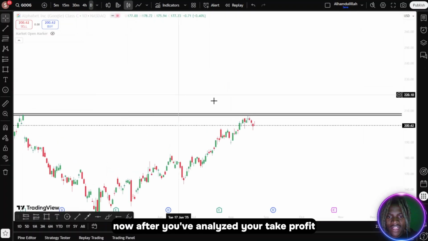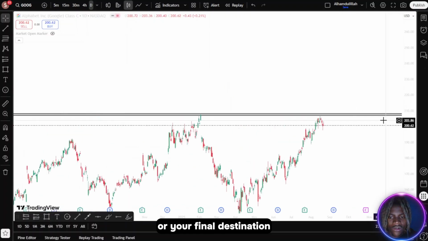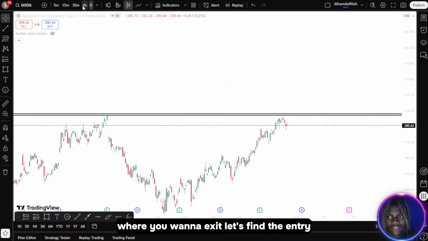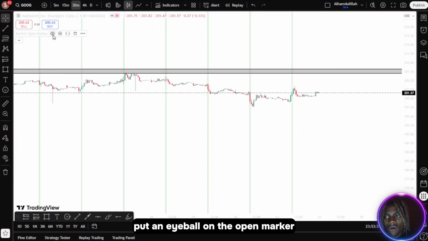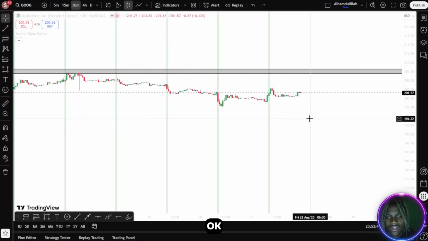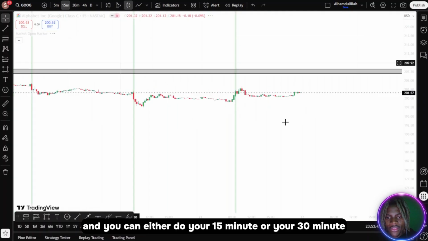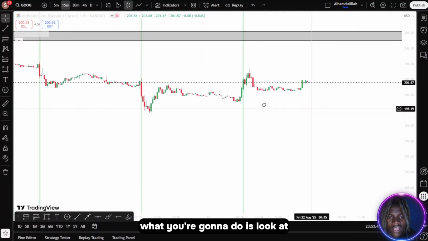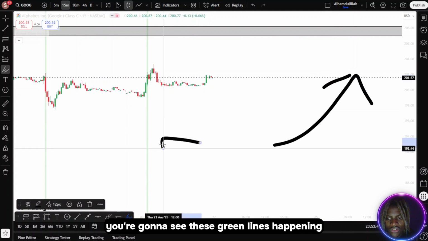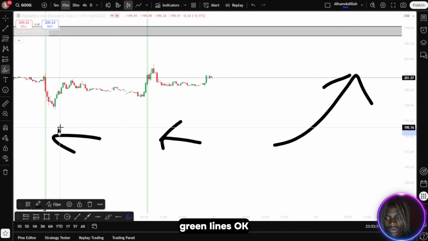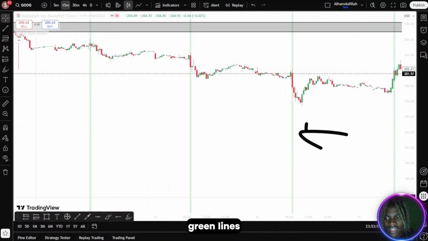Now, after you analyze your take profit or your final destination where you want to exit, let's find the entry. So then you're going to go to your 30-minute time frame, put an eyeball on the market open marker. Okay, and you can either do your 15-minute or your 30-minute. And what you're going to do is look at zones below current price. Okay, you're going to see these green lines happening.